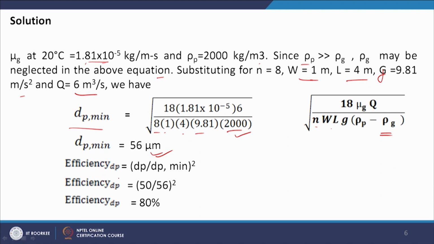Now, efficiency for any other particle size. If we want to calculate the efficiency of another particle size, it is proportional to dP square. So the efficiency of any particle size is equal to (dP by dP minimum) square. So the efficiency for 50 micrometer particles is (50 by 56) square, which is equal to 80%.